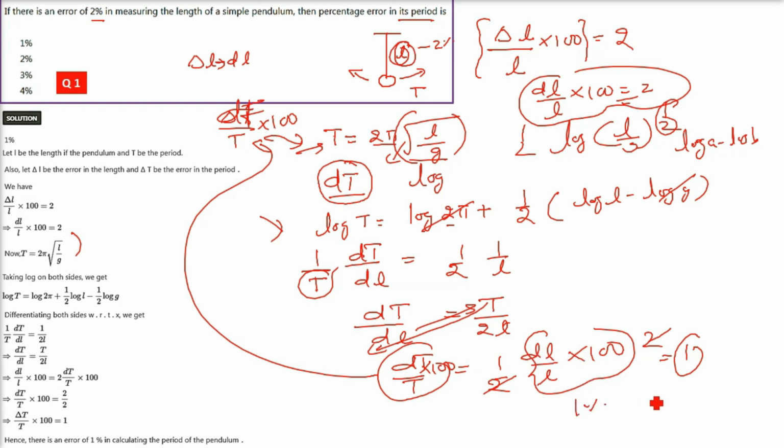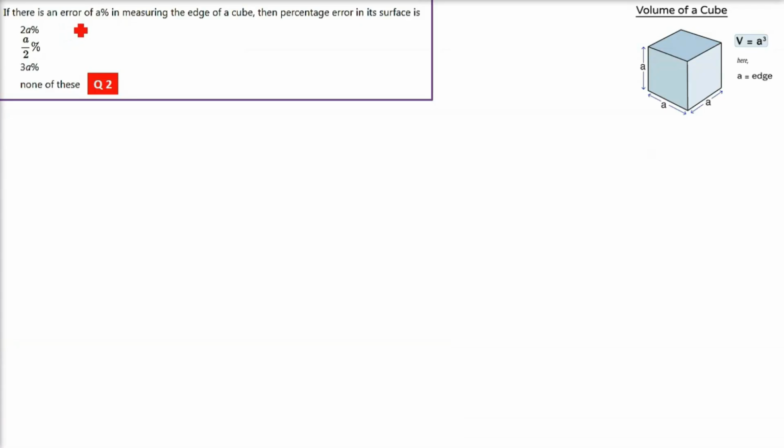Alright, so this is the way you have to do it. On the left, in the printed content, I have given you the way you are going to write it in your examination. If there is an error of a% in measuring the edge of a cube, the percentage error in its surface is, let us call edge as x. So delta x by x into 100 is given as a%, is a.